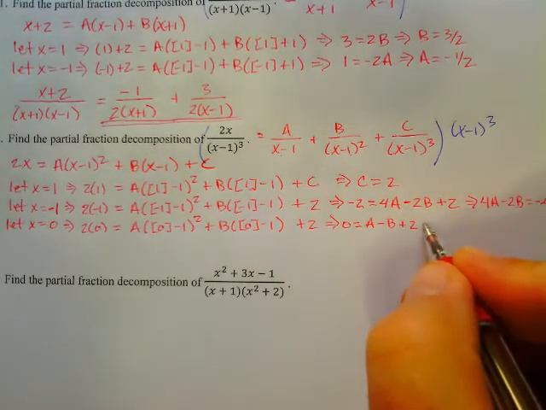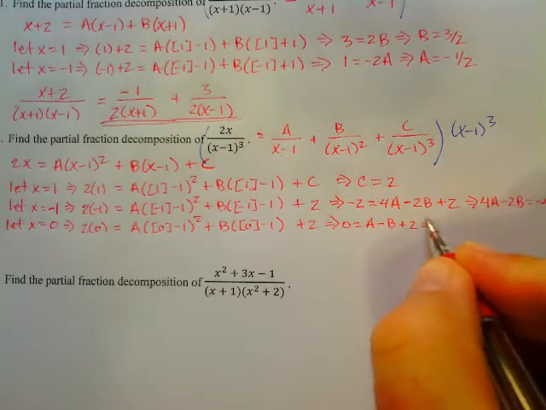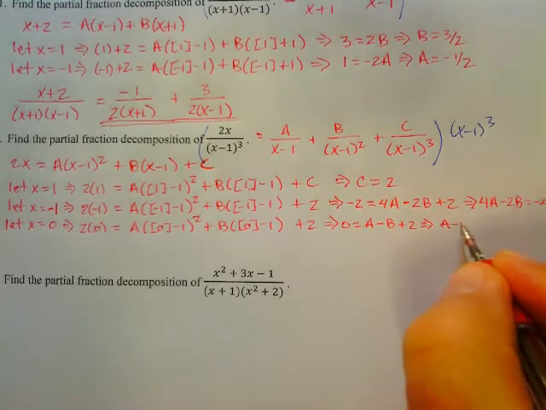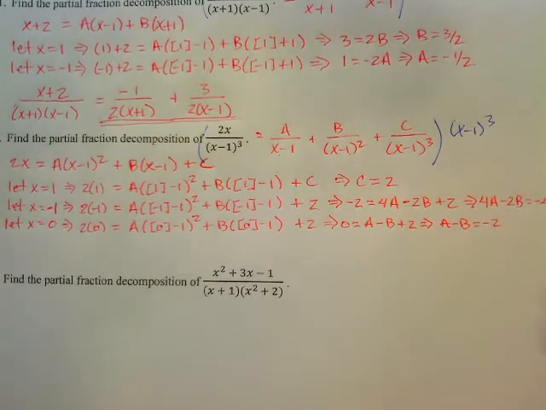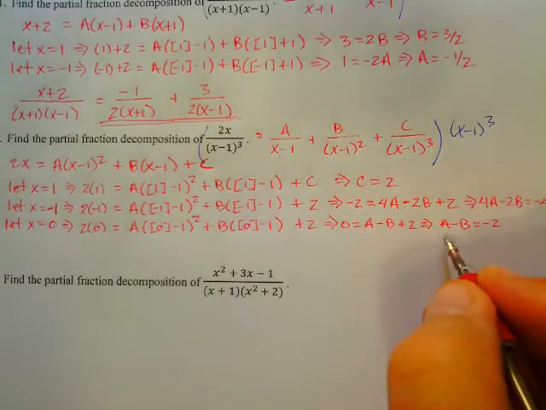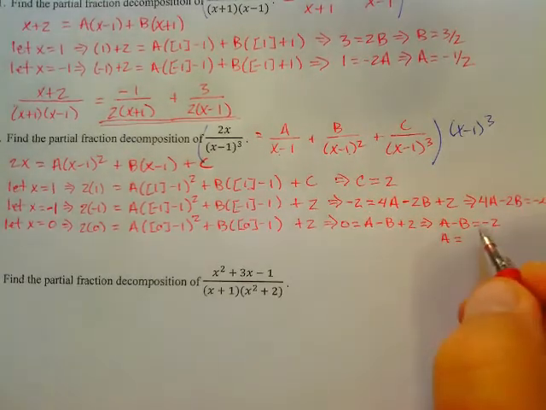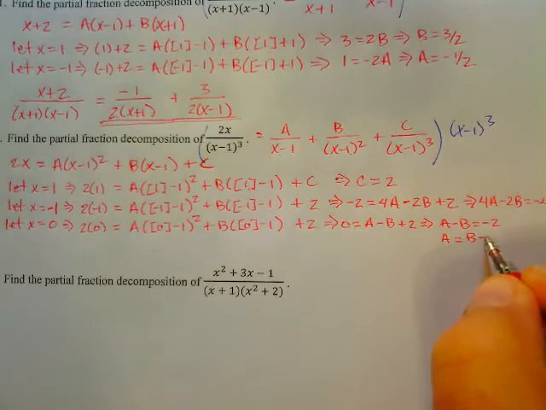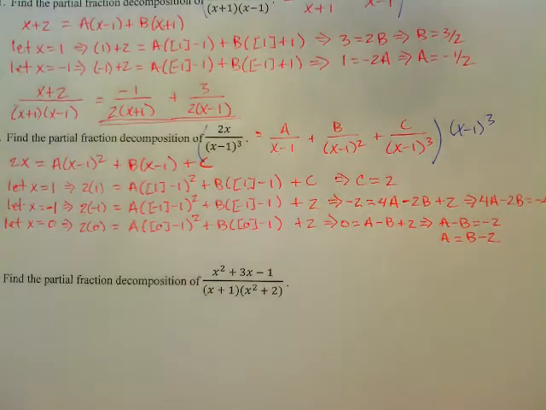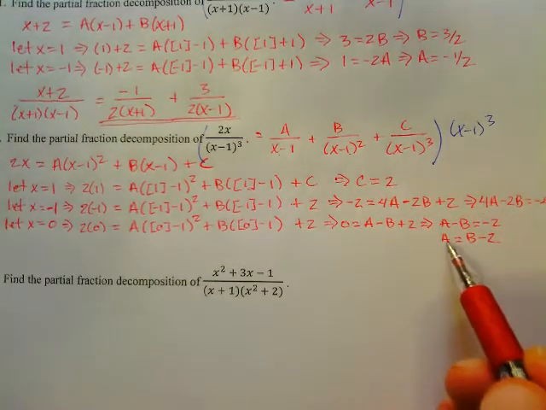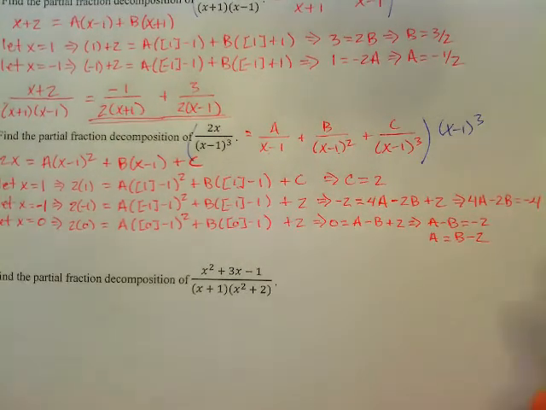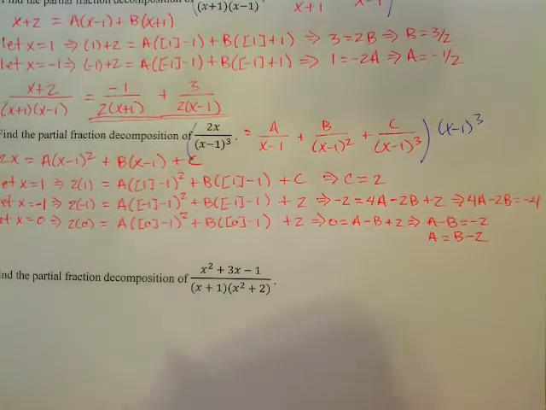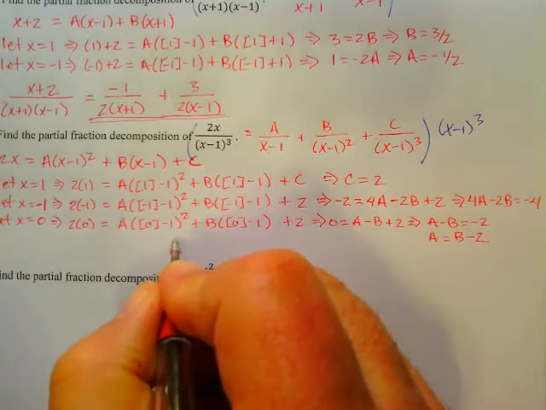And so that can become a minus b equals negative 2, or even a equals b minus 2. And so now I can do a substitution. Since I've got a equals b minus 2, I can substitute it into the equation I have here to solve for a and b. And so let's do that down here.